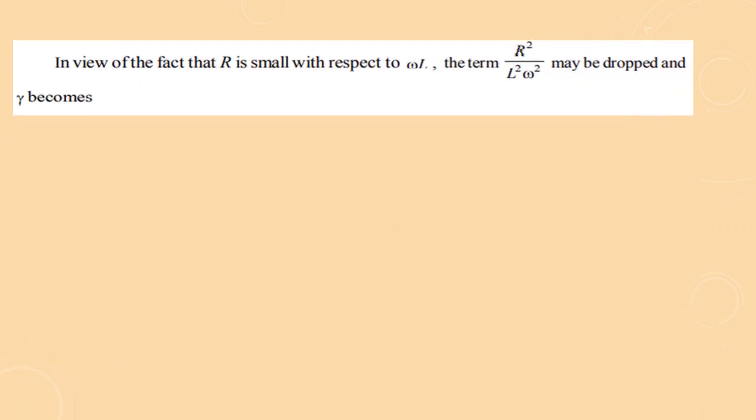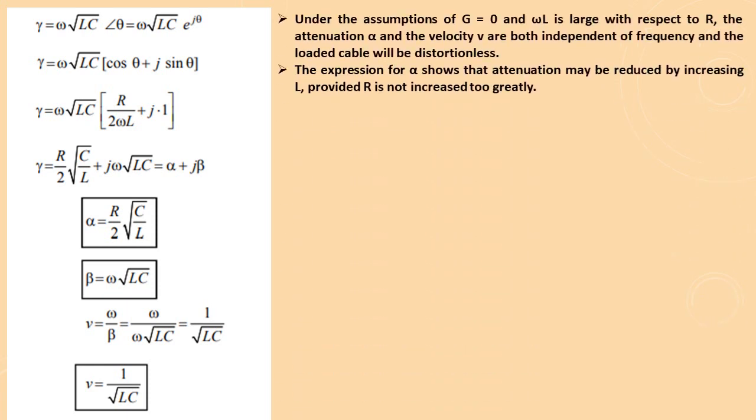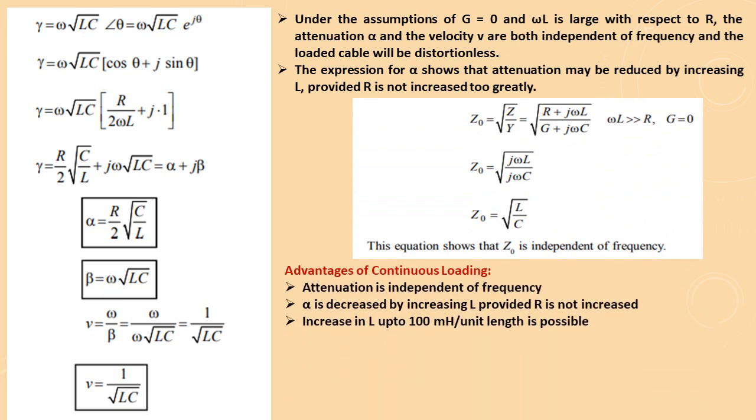Here we can see the propagation constant will be less depending upon the value of theta. And then if we look at the values of alpha, beta, and the velocity of propagation for the continuously loaded lines, accordingly if we calculate, we get alpha which is independent of frequency, beta which is dependent on frequency, and velocity of propagation as 1 by root LC. So this is about continuous loading.